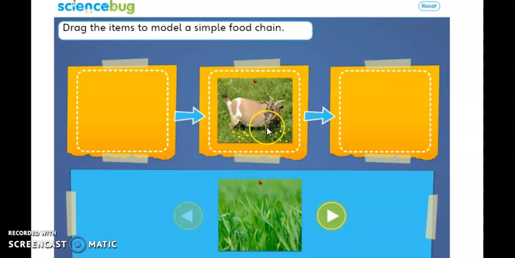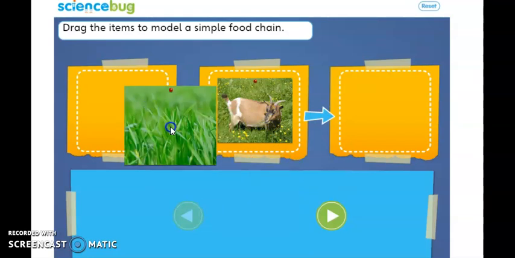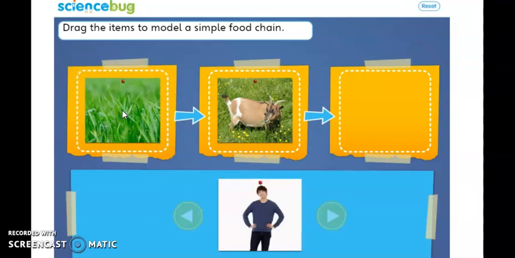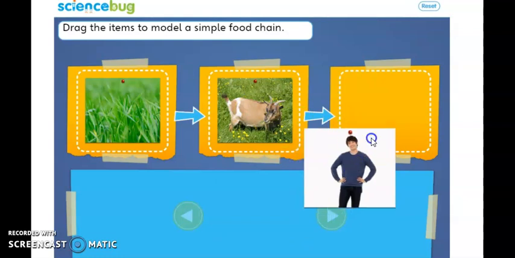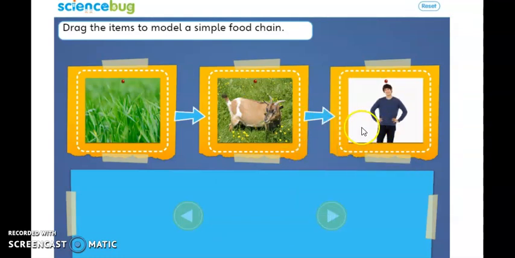And then, what does the goat feed on? Does the grass feed on the goat or does the goat feed on the grass? So the goat feeds on the grass, which means we will put the grass here, okay? So the energy flows from the grass to the goat and then from the goat to the man. The man feeds on the goat, like that. Remember, a man is an omnivore. A man feeds on both plants and animals. So this is a simple food chain that shows the flow of energy from the grass to the goat, then from the goat to a man. Okay?